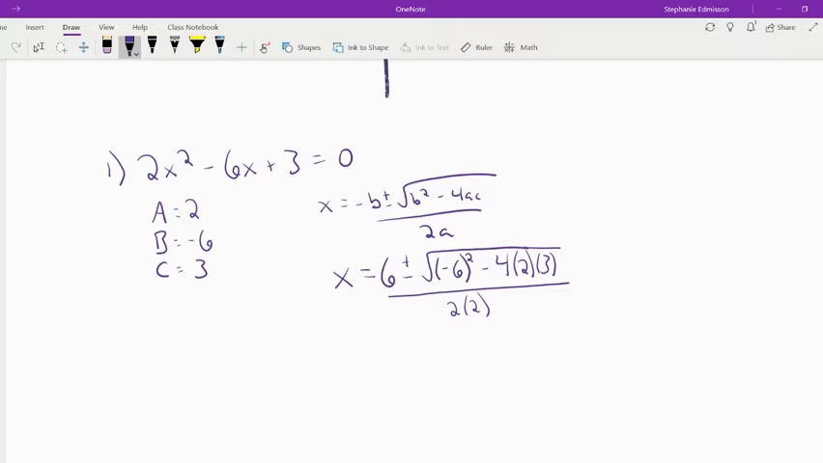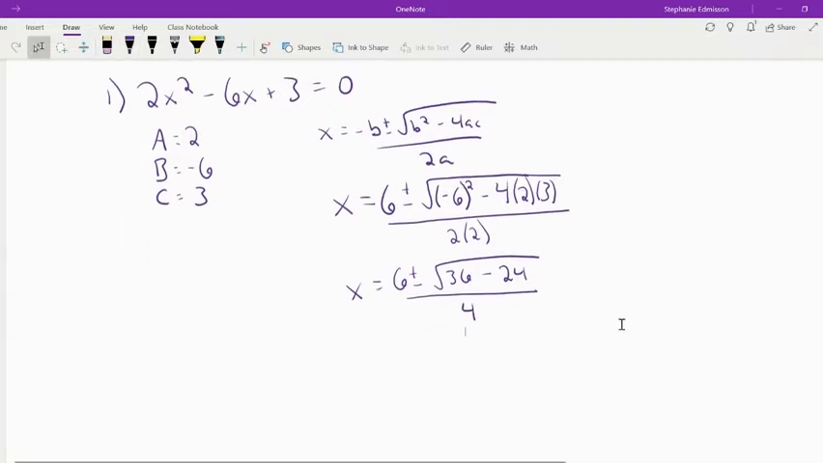Okay, so now I have all my numbers plugged in. Now I have to actually go through and simplify everything. So I've got to multiply everything out and then simplify. So x equals 6 plus or minus the square root of -6 squared is -6 times -6, that's 36, minus 4 times 2 times 3 is 24, over 2 times 2 is 4. Okay, now just keep on going. X equals 6 plus or minus the square root of 36 minus 24 is 12.